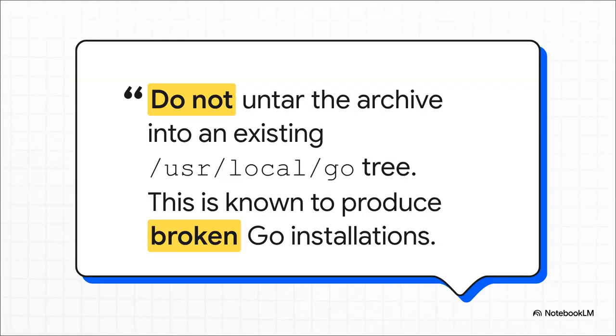And hey, don't just take my word for it. This comes straight from the official Go docs, and they put it in bold for a reason. Quote, "Do not untar the archive into an existing /usr/local/go tree." The message couldn't be clearer, right? Starting fresh is the only way to guarantee this is going to work.